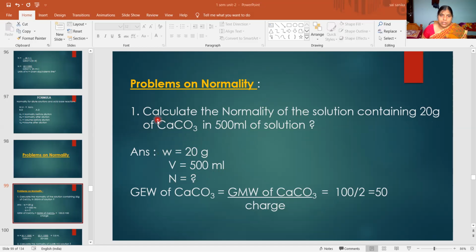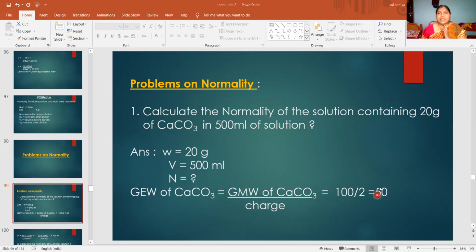And then first of all you identify this molecule, whether it is acid, base or salt. So what is this? This is a salt. H is not there, OH is not there. So CaCO3, calcium carbonate, it is a salt. The gram equivalent weight of a salt is calculated by the formula: gram molecular weight of calcium carbonate by charge.